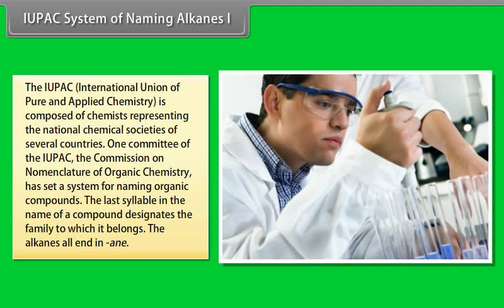IUPAC system of naming alkanes, part 1. The IUPAC, International Union of Pure and Applied Chemistry, is composed of chemists representing the national chemical societies of several countries. One committee of the IUPAC, the Commission on Nomenclature of Organic Chemistry, has set a system of naming organic compounds. The last syllable in the name of a compound designates the family to which it belongs. The alkanes all end in -ane.